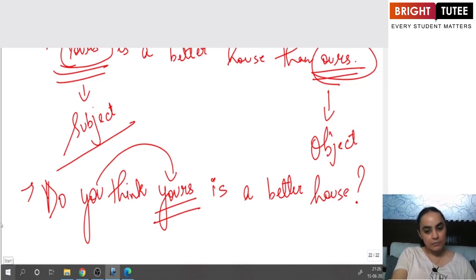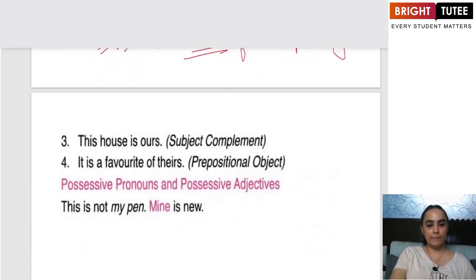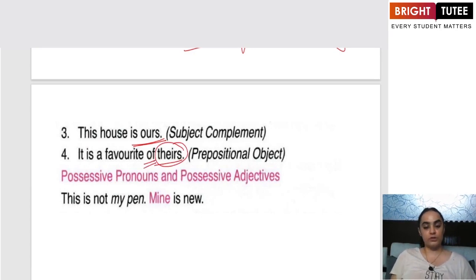Let us look at some of the examples which are given in your book. This house is ours. This comes at the end. It is a favorite of theirs. It also comes at the end, right? Here in this sentence, theirs is used along with the preposition of. So this is a prepositional object.